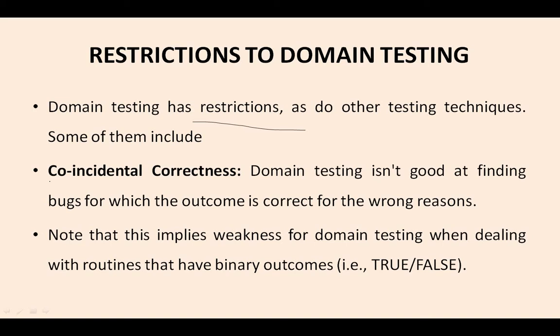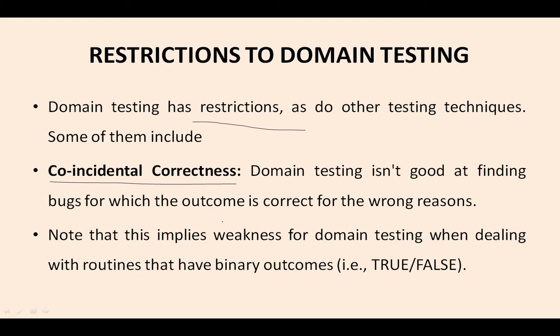The very first one is coincidental correctness. What is the meaning of coincidental correctness? Domain testing is not good at finding bugs for which the outcome is correct for the wrong reasons. That means it is not good at finding bugs where the outcome is correct, even though the reasons are wrong.